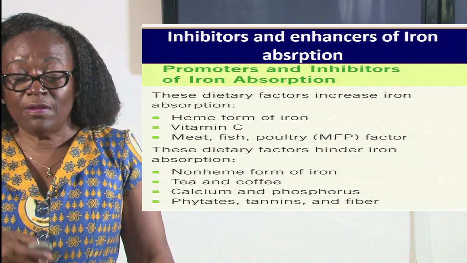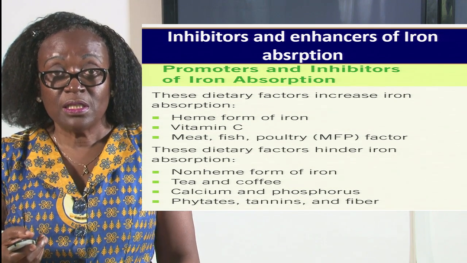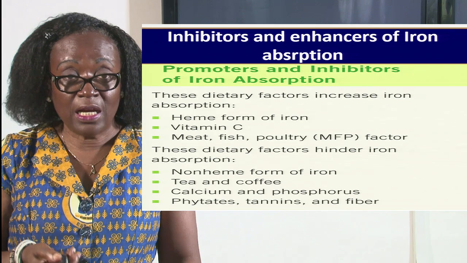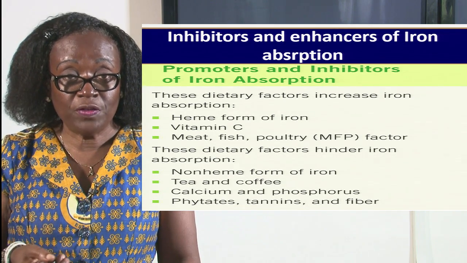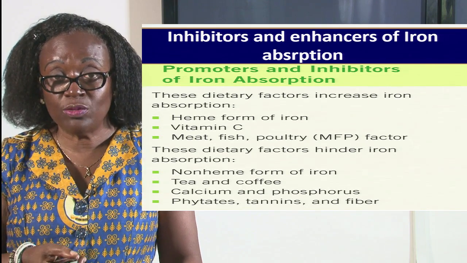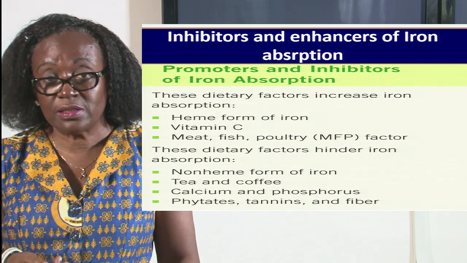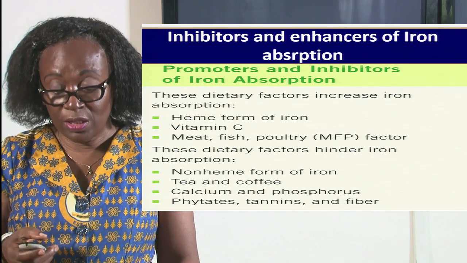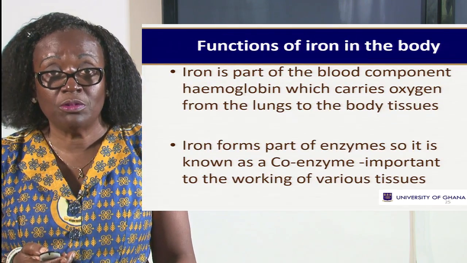Yes. So there are other factors that inhibit as well as enhance iron. I've mentioned some of the enhancers, and there are other inhibitors. So if a woman is very anemic during pregnancy, it is wrong to drink tea. Tea contains substances that will hinder iron absorption. They will bind them. Coffee is the same. Calcium and other phosphorus compounds also tend to bind. And then we also have phytates and tannins, and then fiber. So the woman should also go low on fiber. Otherwise, they will bind the iron and it will not be available.